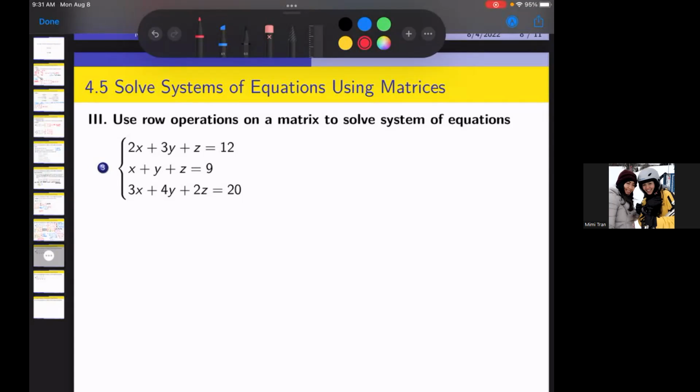First of all, let me write it in an augmented matrix. 2, 3, 1. On the exam, even if you just write this step out for me, you get 1 point. Everything is partial credit, so 3, 4, 2, 20.